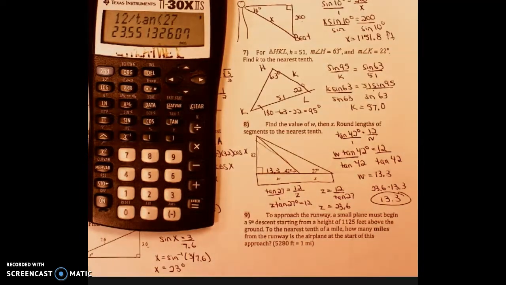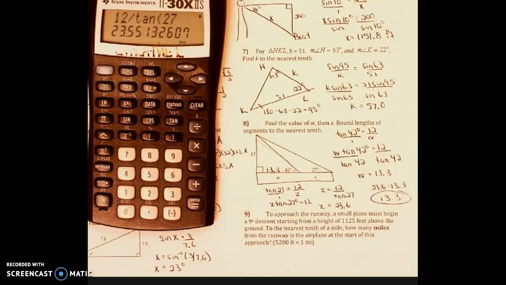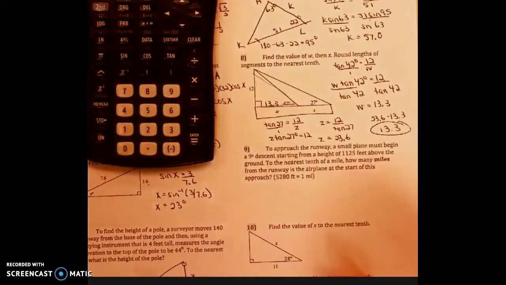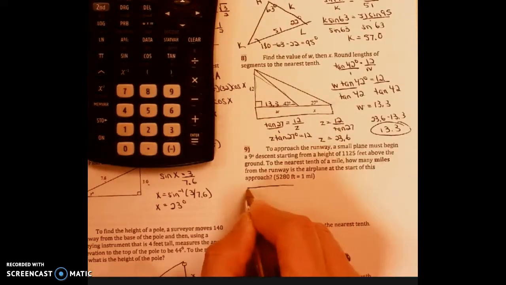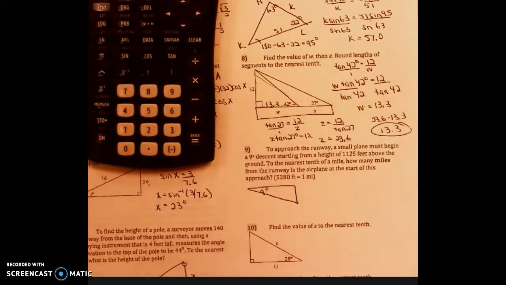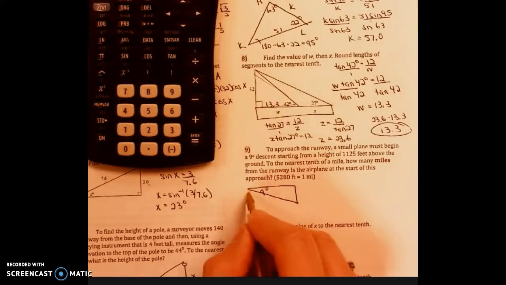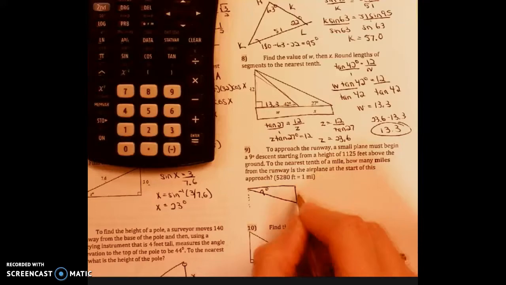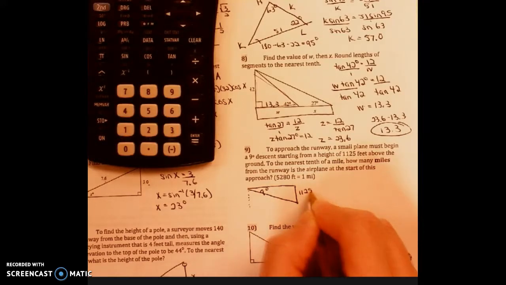Okay, moving on to number 9, it talks about an angle of descent. So right away again, I'm going to draw that angle. I'm looking out and I'm looking down, and they tell me it's a 9-degree angle. It's at a height of 1,125 feet, which would be here, which in my triangle is also over here.